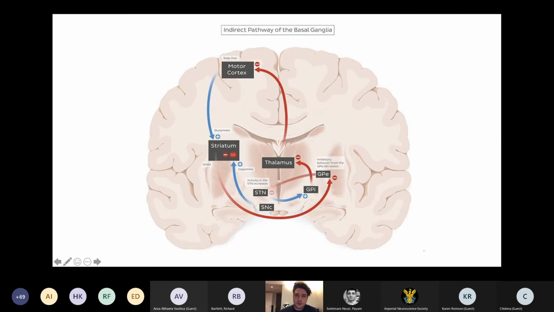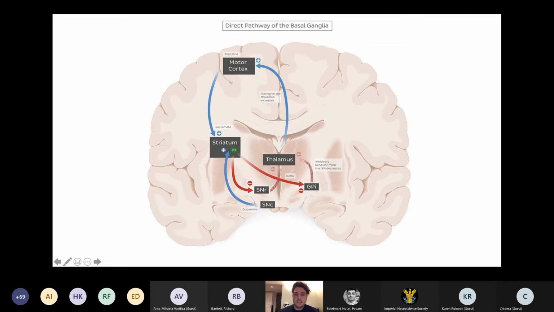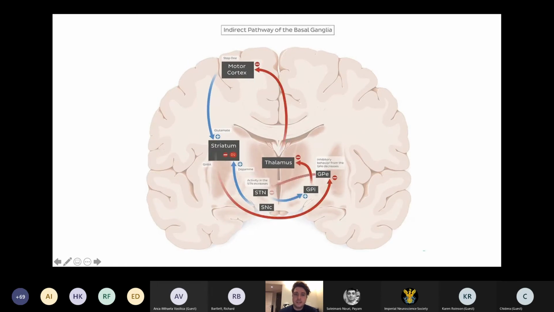So if we again follow our indirect pathway, motor cortex, we go down to the striatum, which is being excited through the glutamate. At the same time, you have D2 receptors activated, which are dopamine 2 receptors. So unlike the D1 receptors, which are excitatory in the direct pathway, in the indirect pathway, they're inhibitory. Okay, so that's not subthalamus, apologies. The substantia nigra pars compacta will give you the dopamine, and they'll activate dopamine 2.